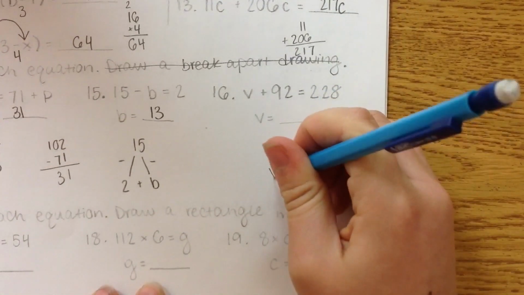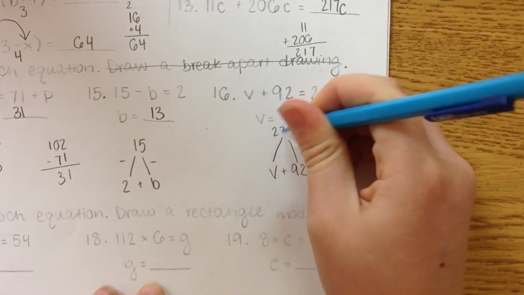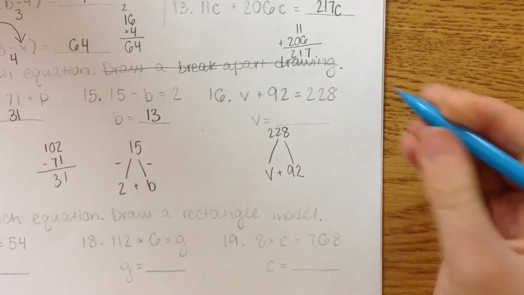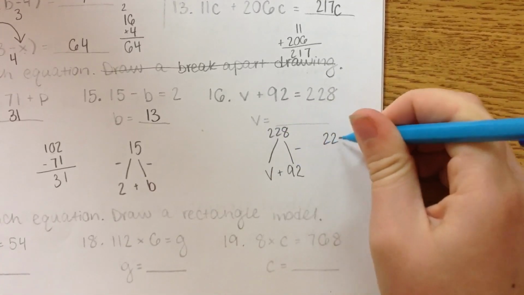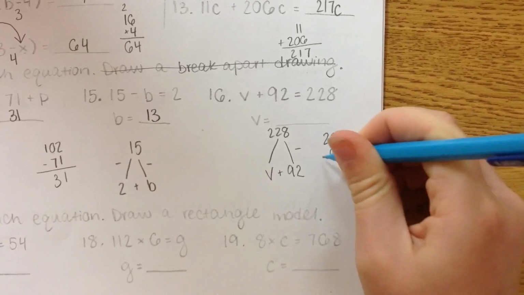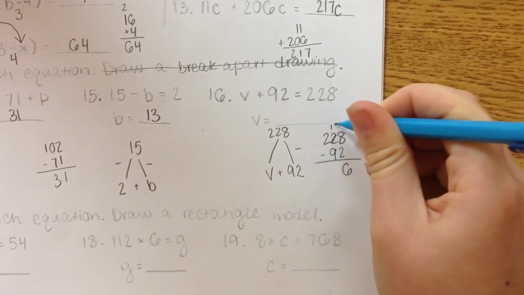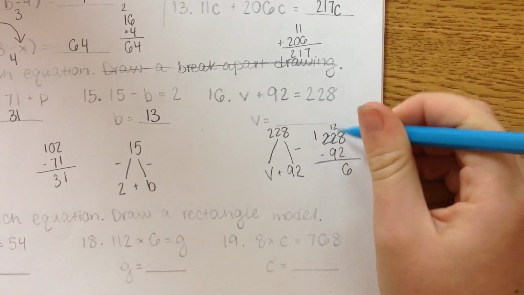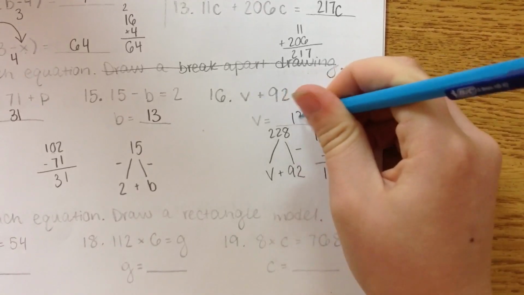And then here, v plus 92 is what gives me 228. So I need to do 228 minus 92 to get v. 8 minus 2 is 6. 12 minus 9 is 3, and 1 minus 0 is 1, so 136.